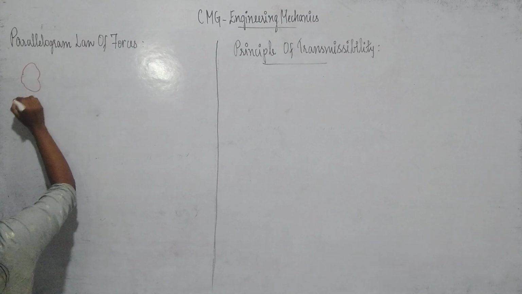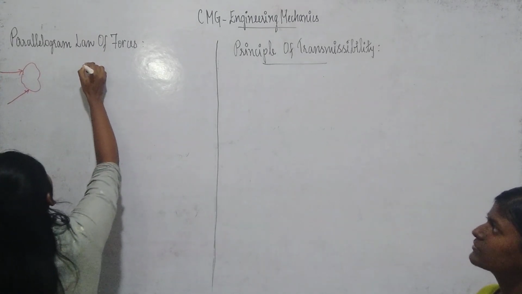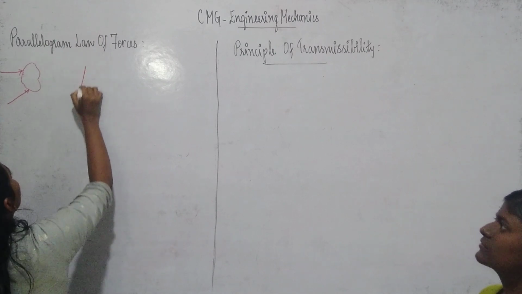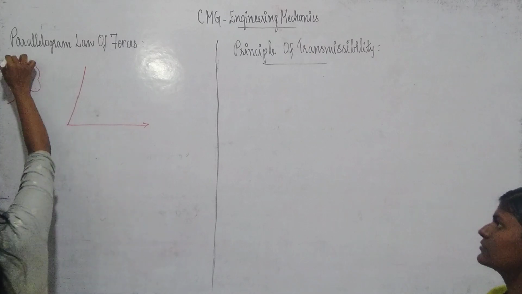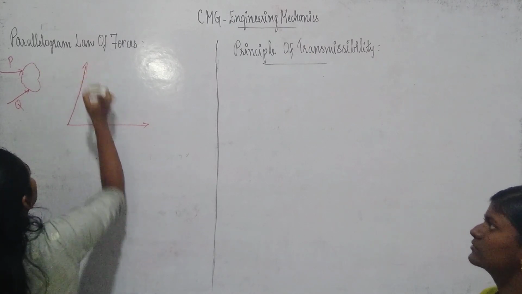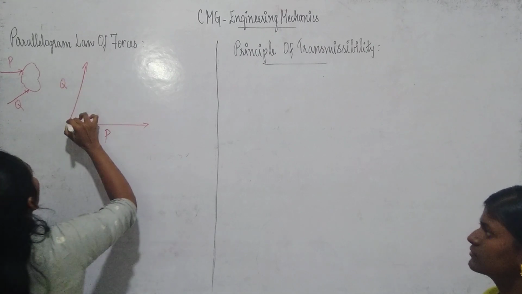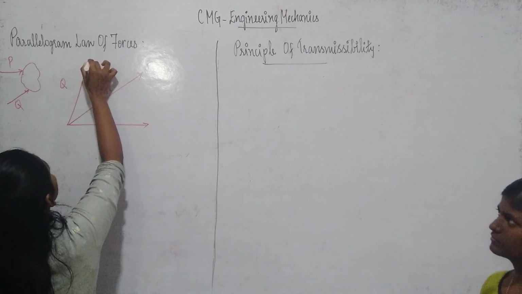So we see this as a rigid body. We can take this as a force and this as another force. By considering, according to the parallelogram law of forces, this is P and this is Q. We can consider two forces as two sides of the parallelogram, and the diagonal gives the resultant.